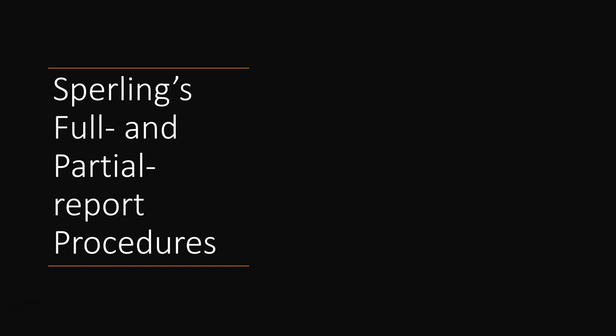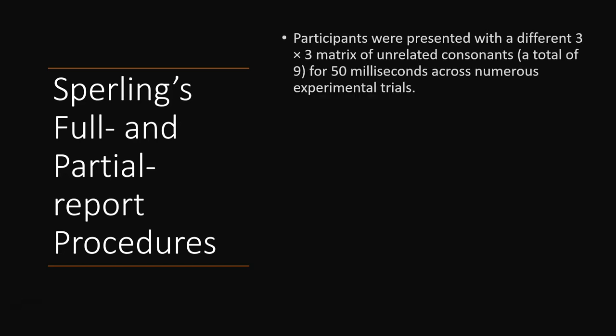Now another method for looking at sensory memory is Sperling's approach, doing full and partial report procedures. In this type of setup, participants are going to be presented with 3x3 matrices of letters. So remember back a couple of slides ago when I showed you that 3x3 matrix of letters? That's what you're talking about here. So sets of 9 letters.